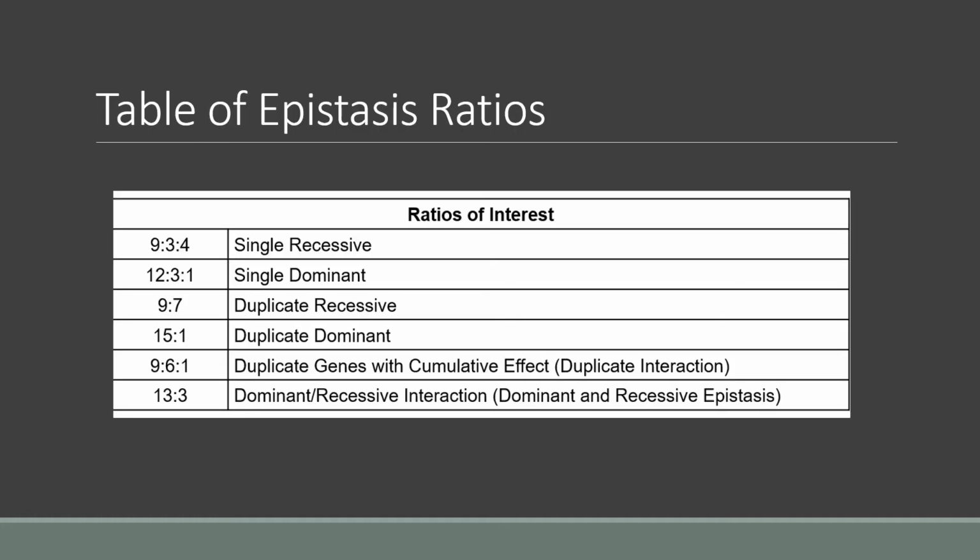So this is just a table that we are given to determine the type of epistasis. And in the previous slide, I determined that this example was a 9:3:4 ratio. And this table just tells you that it's single recessive. And this is from video 12 of the lecture slides.